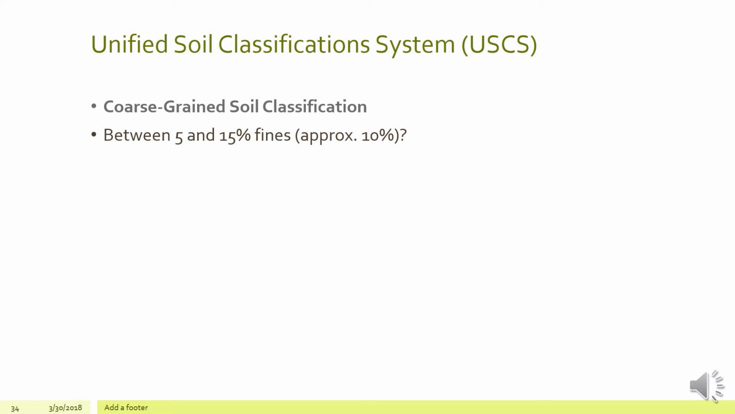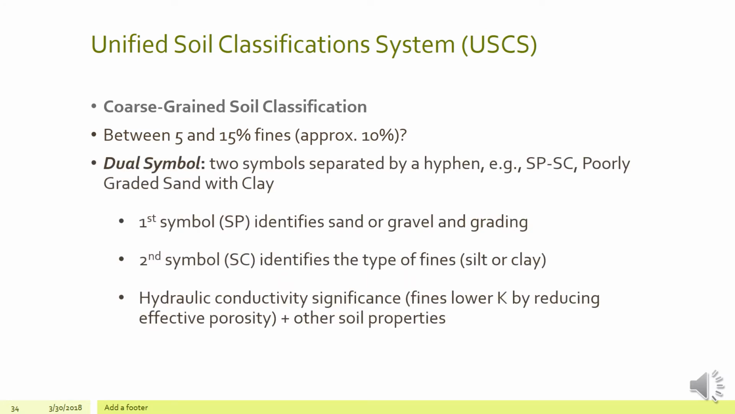And the ideal thing is 10%. So the dual symbol, two symbols separated by a hyphen, in this case we're going to look at SP-SC, are poorly graded sand with some clay materials in it. The first symbol, the SP, identifies sand or gravel and the grading. The second symbol, the SC, identifies the type of fines. Do we have silt or clay? Hydraulic conductivity significance: fines lower K by reducing effective porosity, plus other soil properties or characteristics that we would have.